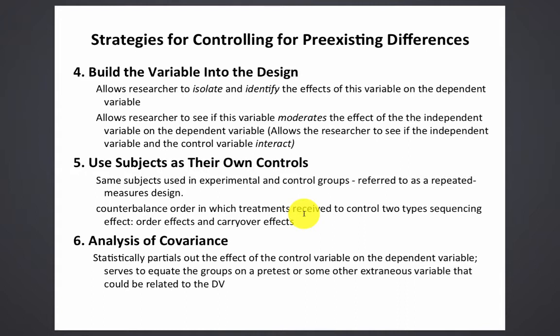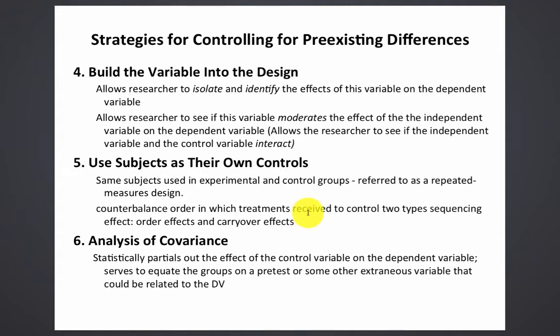So you can also just use subjects as their own controls. So this is the idea of having a pre-test prior to receiving the treatment or the control, and then also having a post-test. So what we're saying there is, when we compare performance post-treatment, we can compare it against the baseline, and we can show that there's either been improvement or no improvement.